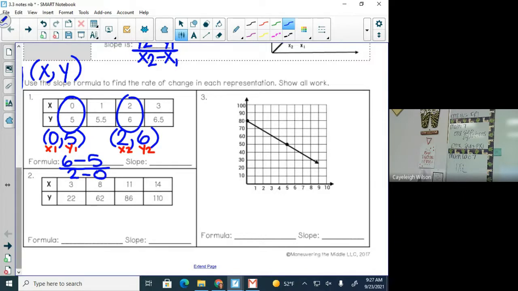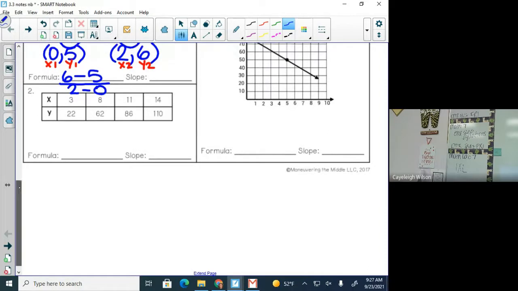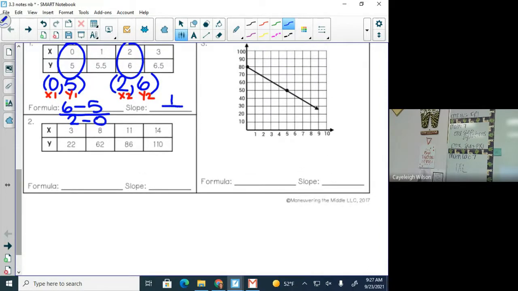Okay, so on the top, what is 6 minus 5? 1. On the bottom, what's 2 minus 0? 2. So my slope is 1/2. Okay? And you don't have to write this down, but I just want us to watch, okay? So you just put your pencils down.